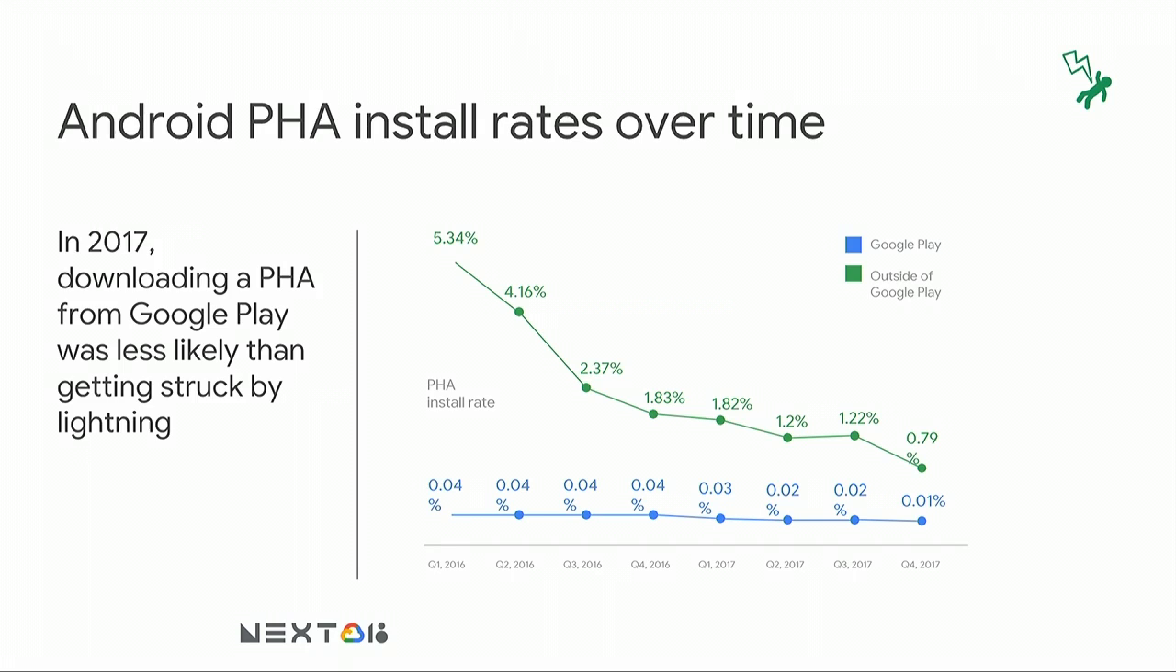We can see here that Google Play Protect, it's really making a huge difference. You can see the graph going down. The green line are the instances or the rates of malware infection on devices that load off of Play.